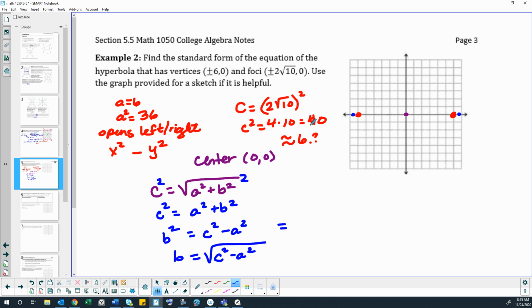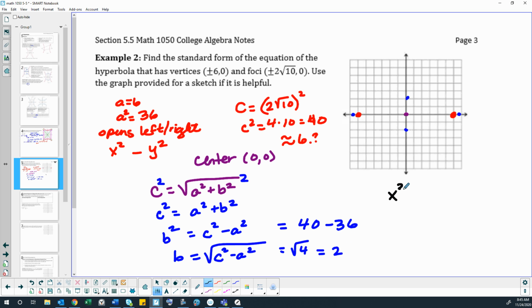Okay, so let's go ahead and plug numbers in. So we found c squared is 40. a squared is 36. So that's the square root of 4, which is 2. So b equals 2. And b squared equals 4, right? So that would be 2 this way. And our box would go in there, and our asymptotes would go there, and our graph goes here. But we don't have to graph. The only reason I'm putting points down is so that I can use it to help me write my equation.